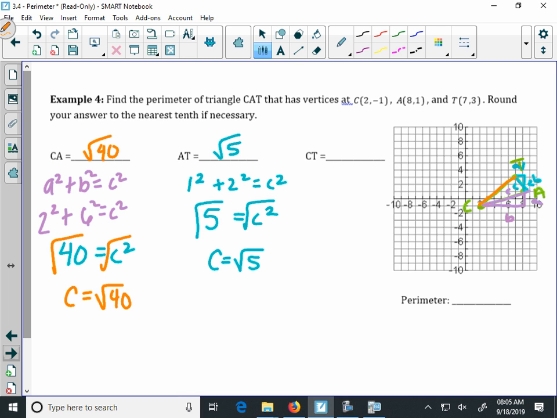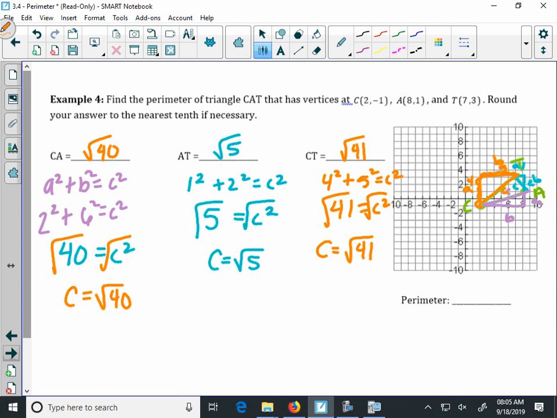Again, make my right triangle with CT. That's my A, that's my B. What's the length of my A? 1, 2, 3, 4. That's 4 squared. Plus what's the length of my B? 5, so plus 5 squared. C squared. What's 4 squared plus 5 squared? 41. Again, what do we have left to do? Square root. Don't forget to square root. And leave it as a radical. Just leave it as radical 41.